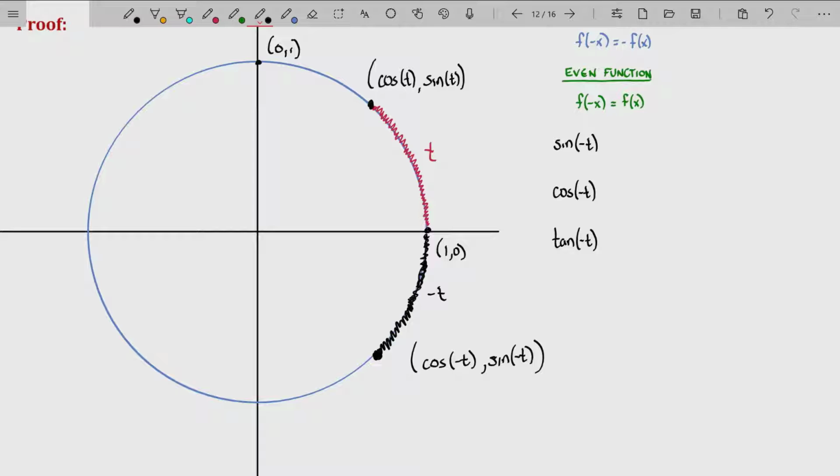Well, let's take a look. The cosine is the x value. The question here is, is there any difference between the x value at this point and the x value at the point down there?